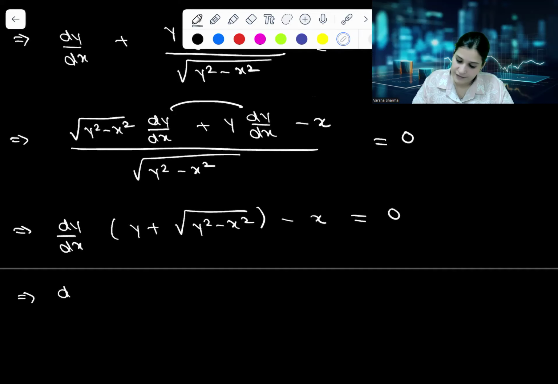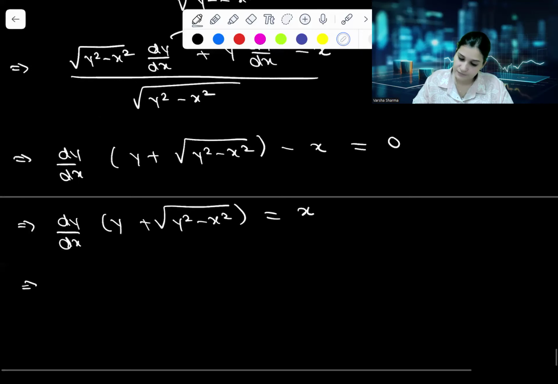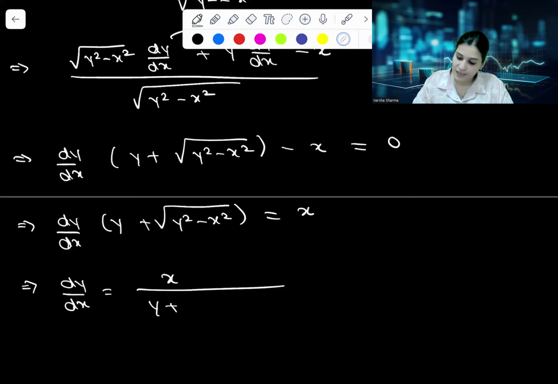Shifting it to the other side, dy by dx into y plus under root y square minus x square equals x. Again, dy by dx equals x divided by y plus under root y square minus x square. Is this what we wanted? No, ma'am. There is no denominator there, right? So what can be done here? We can rationalize this.